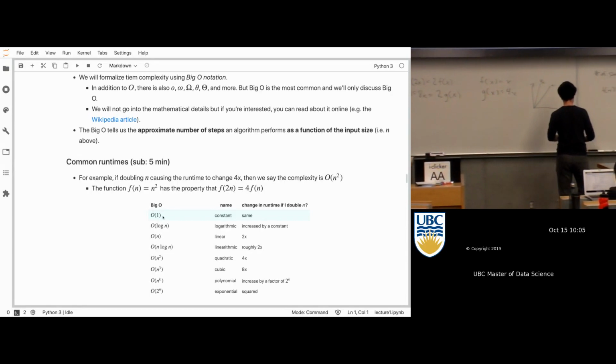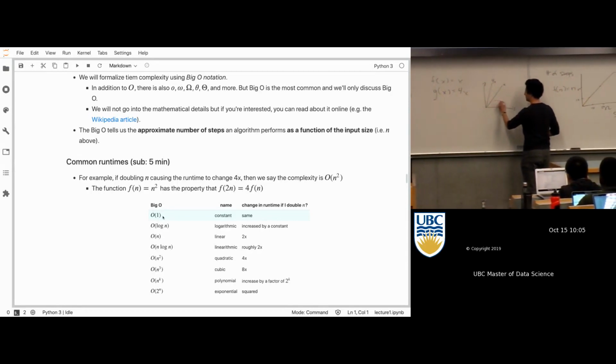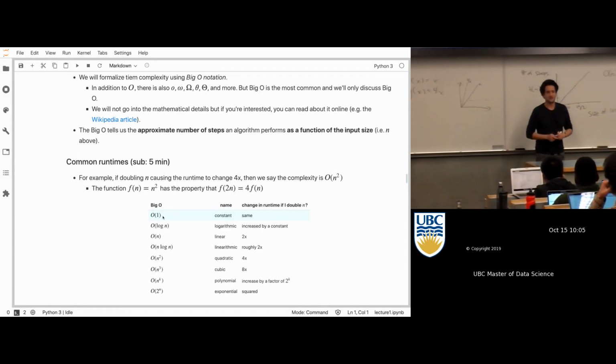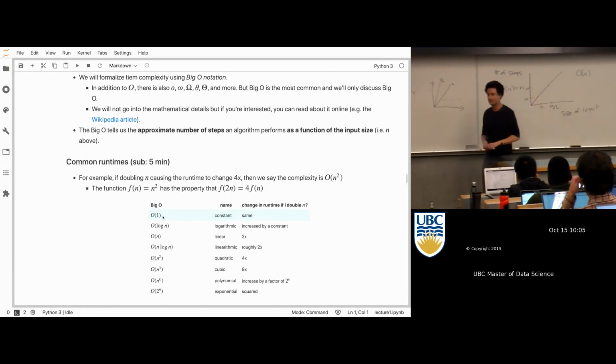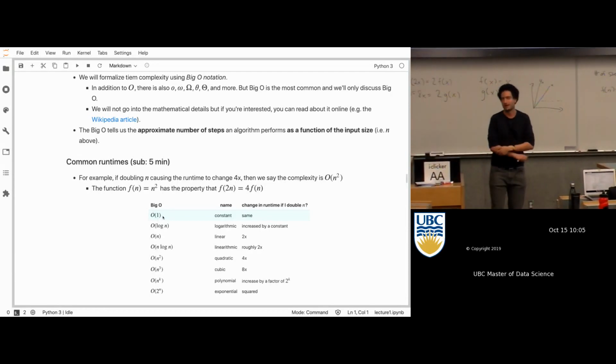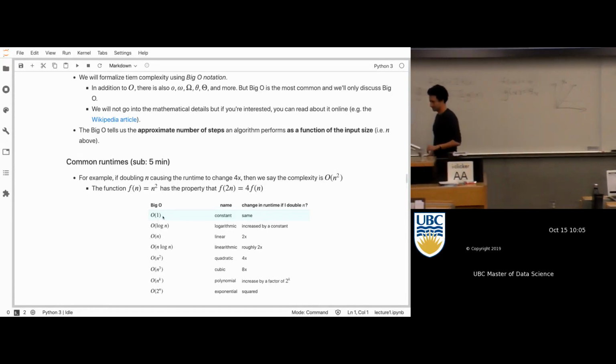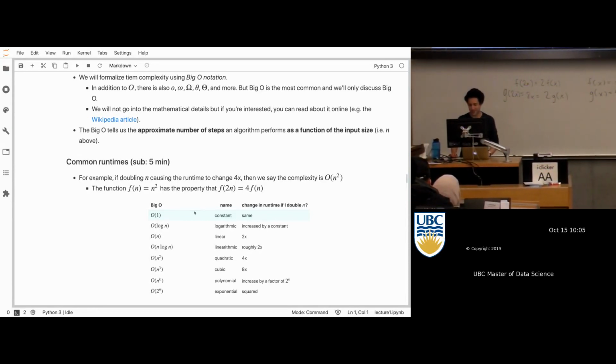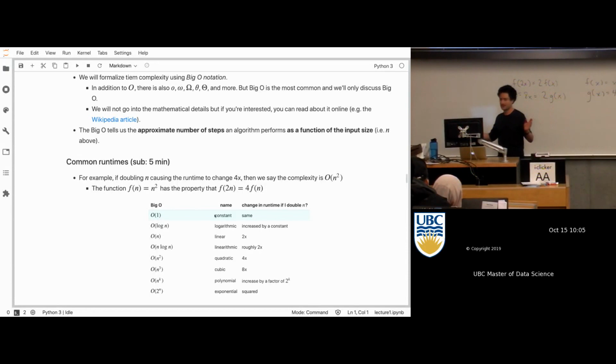The function 1 is just a horizontal line. It's the same no matter what the input is. So searching in a set, I guess I'm giving away... We'll talk about that in a minute. But this means that it's called constant time, and basically whatever the input is, it's going to take the same amount of time, whatever the size of the input is.